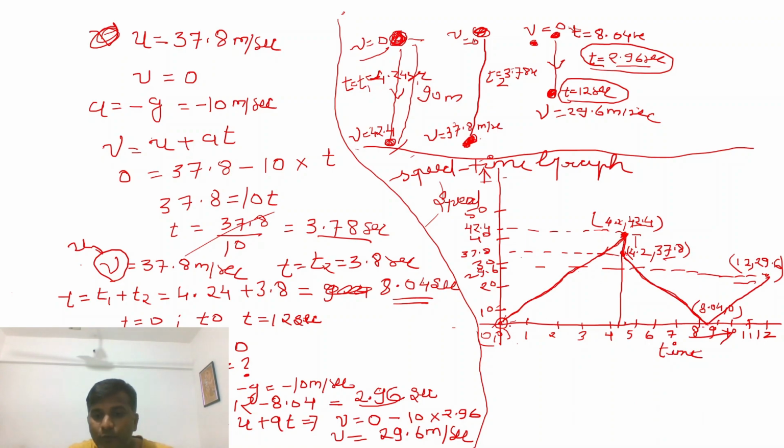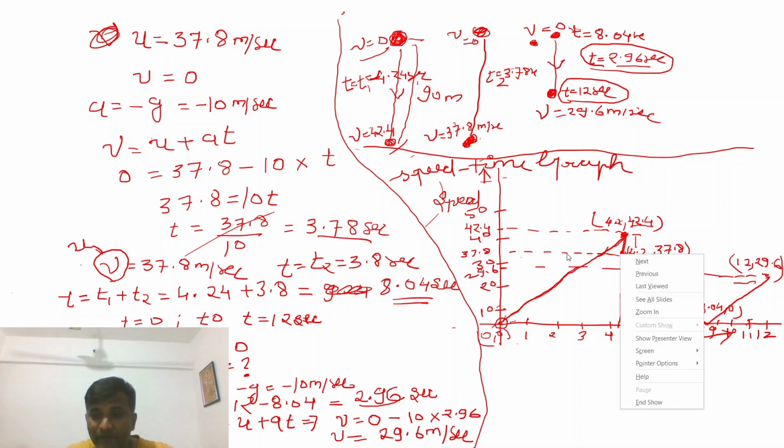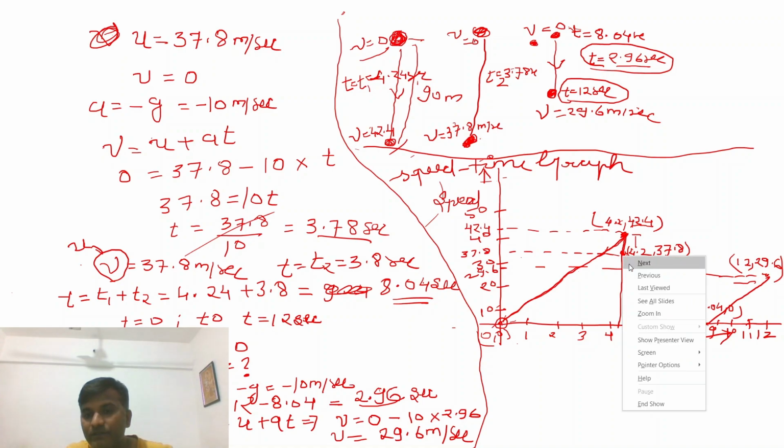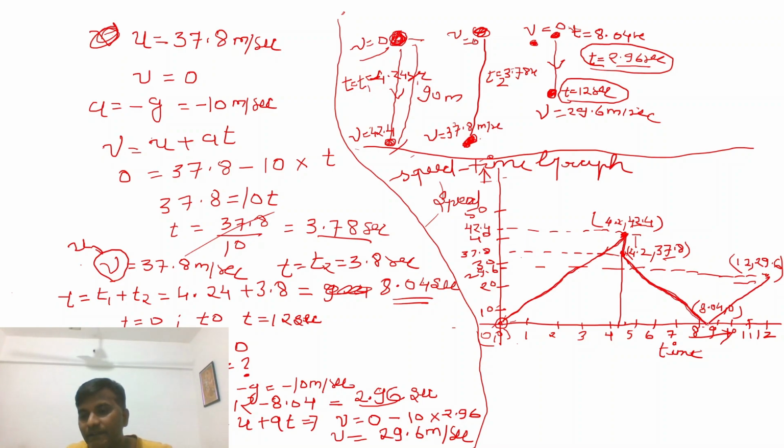So what is the time taken? 4.2 seconds for the first instance when it touches the ground. Then it will move up. Whenever a body moves upwards, opposite to acceleration due to gravity, the speed reduces, and it becomes zero. The time it took is 3.78 seconds. That means 4.02 plus 3.78, it will be 8.04 seconds. The velocity will be zero here.